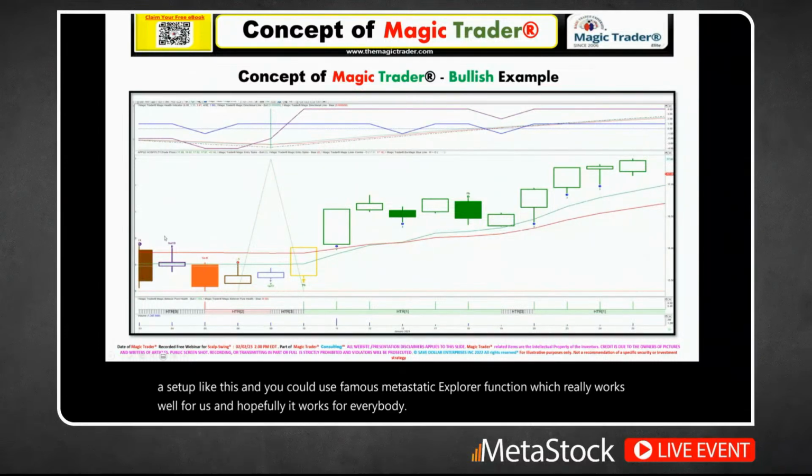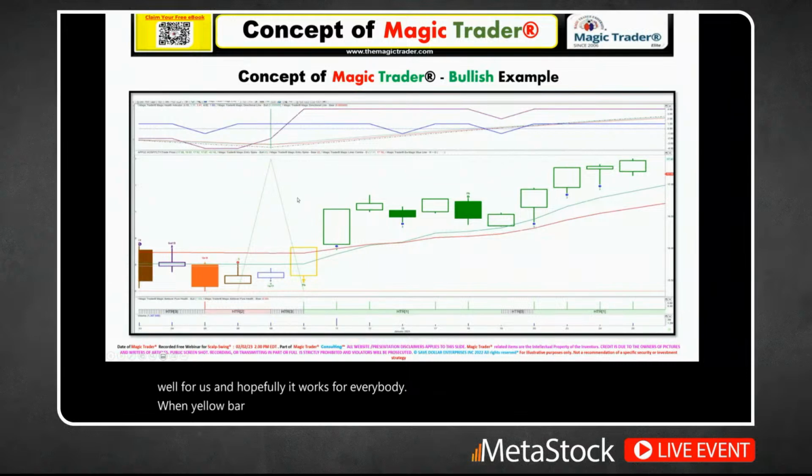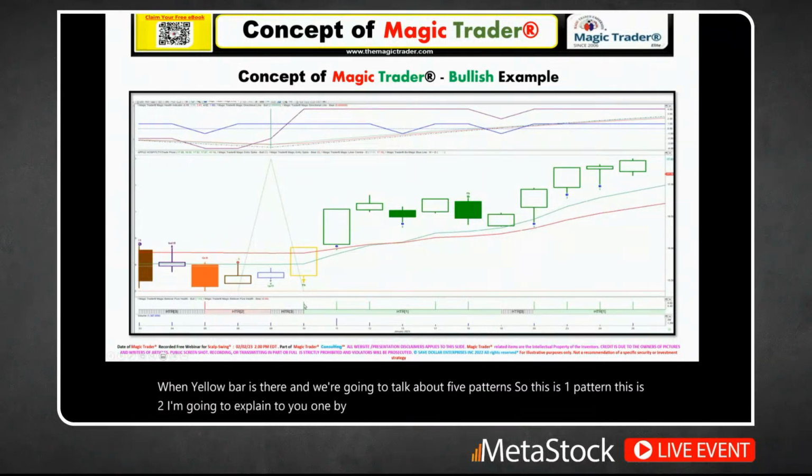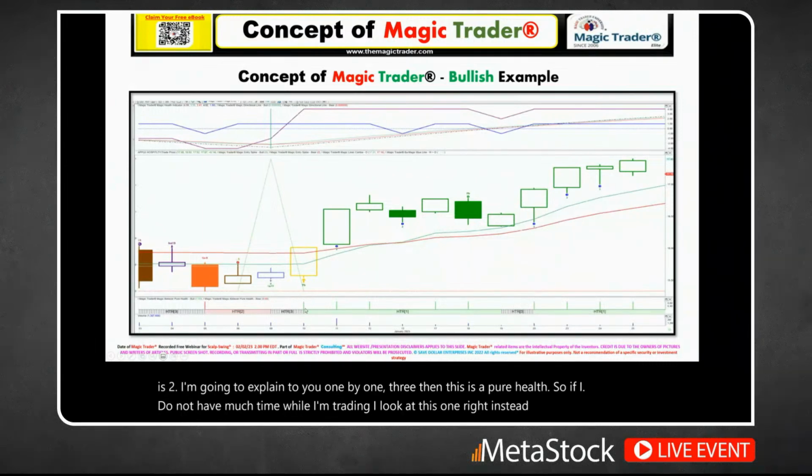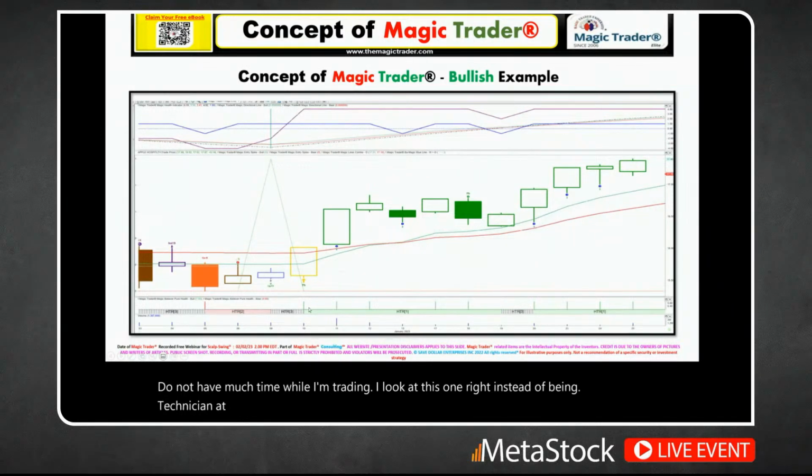And when the yellow bar is there, we're going to talk about 5 patterns. So this is one pattern. This is 2. I'm going to explain to you one by one. 3. Then this is a pure health. So if I do not have much time while I'm trading, I look at this one, instead of being a technician at that time. Suppose you do scalping, you don't have time to analyze too much. So the software says, oh, this is good. This color ribbon is good, right?